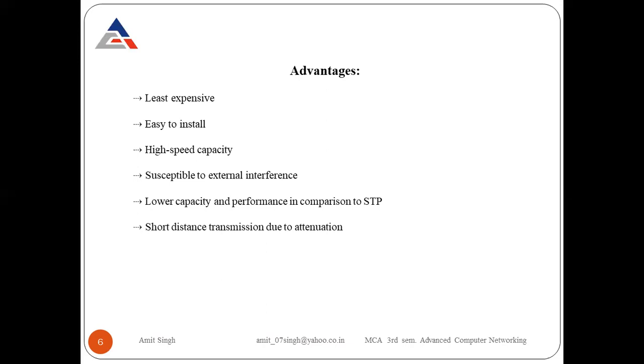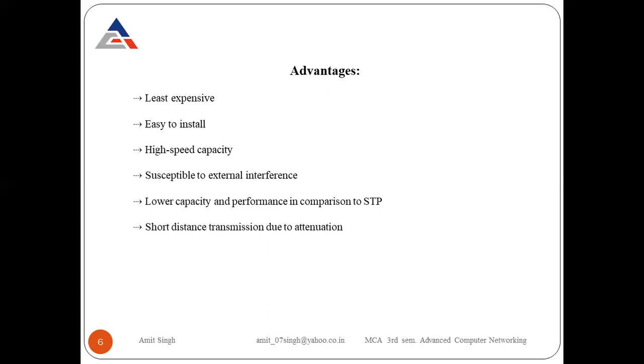Next, lower capacity and performance in comparison to STP. STP is shielded twisted pair. The capacity of the unshielded pair is less when we compare it to the shielded twisted pair. And the performance is also lower as compared to the shielded twisted pair.